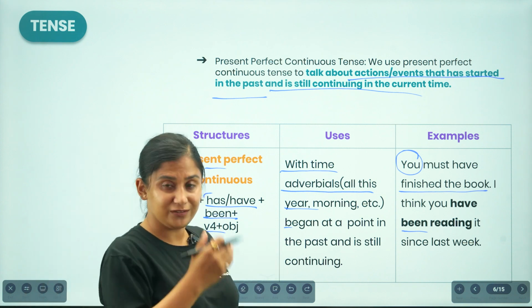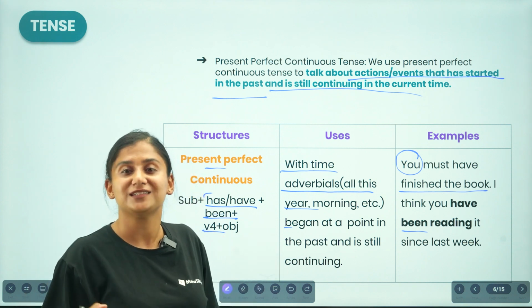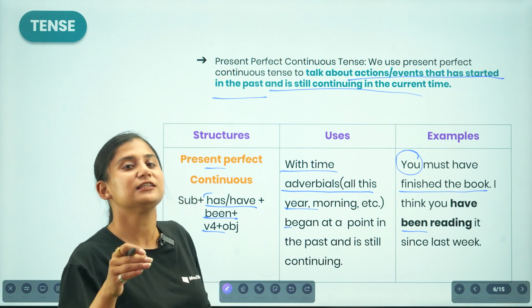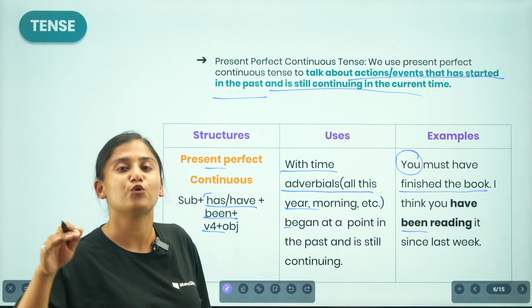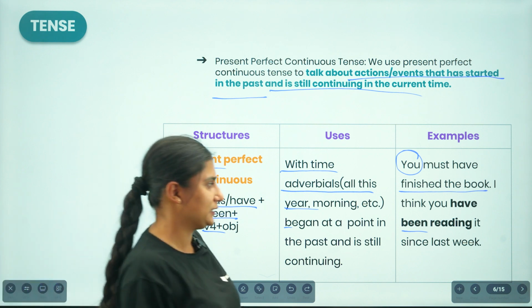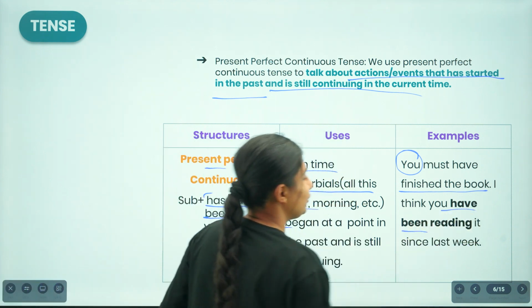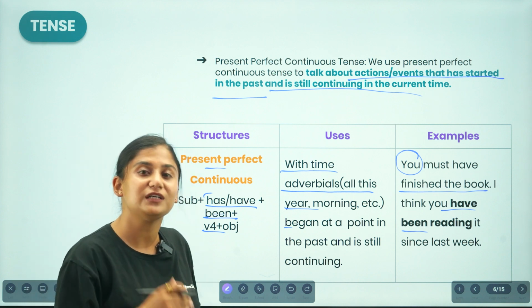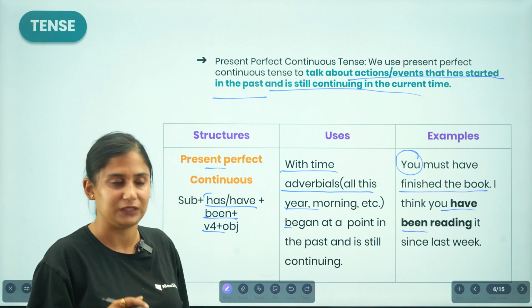But here this also indicates that the reading of the book has started in the past, the action of reading of the book has started in the past, but the reading is still in progress, it is yet to complete. So here, I think you have been reading it since last week, that is, the action of reading is still going on, it is yet to complete, right?